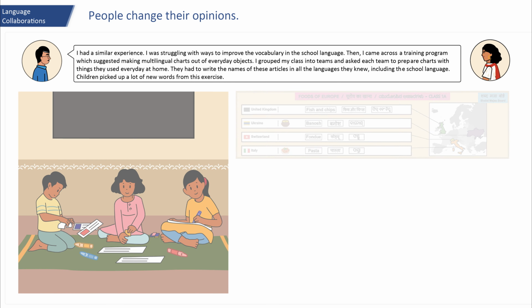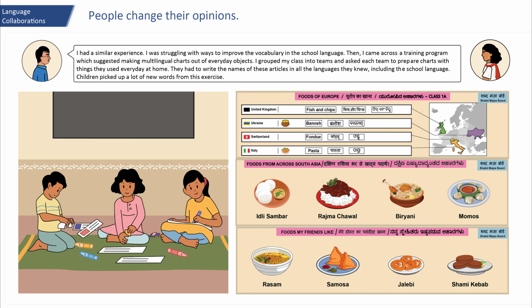I had a similar experience. I was struggling with ways to improve the vocabulary in the school language. Then, I came across a training program that suggested making multilingual charts out of everyday objects. I grouped my class into teams and asked each team to prepare charts with things they used every day at home. They had to write the names of these articles in all the languages they knew, including the school language. Children picked up a lot of new words from this exercise.